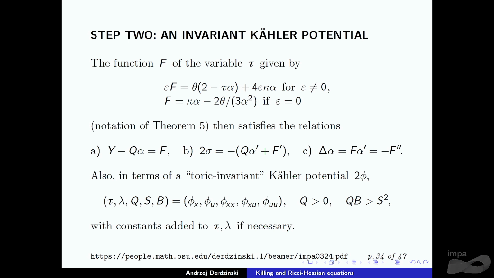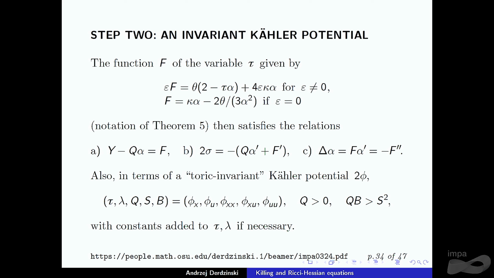Now, it turns out that everything becomes nicer if you introduce a symbol f for a certain function of a variable tau, which is built from alpha and the constants that our situation generates. So it's a nasty definition, but once you have this f in the picture, things become simpler.